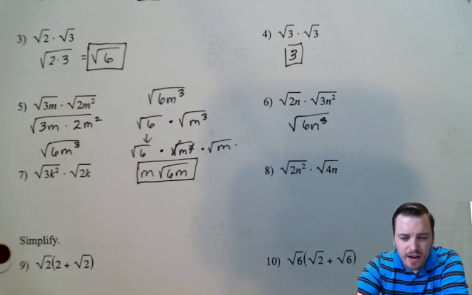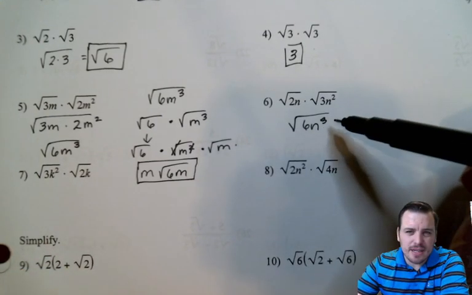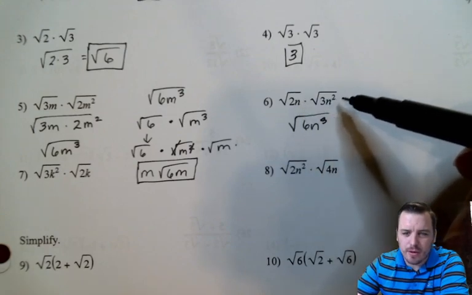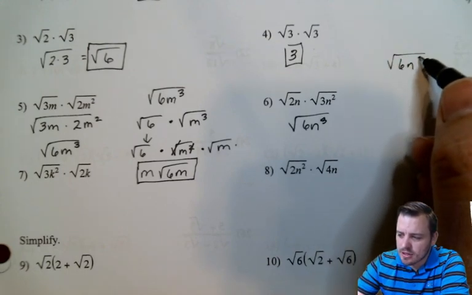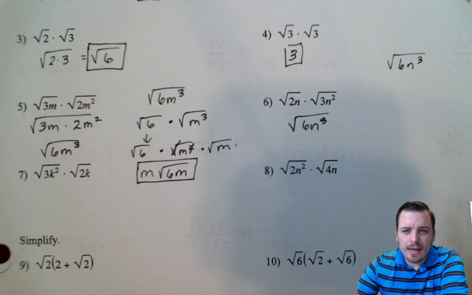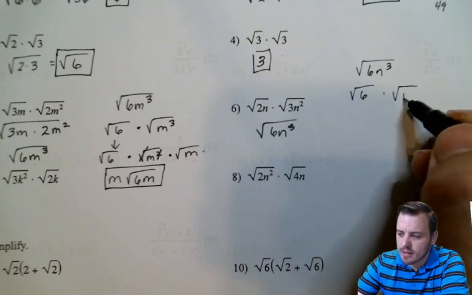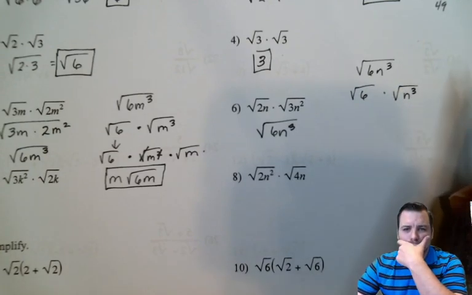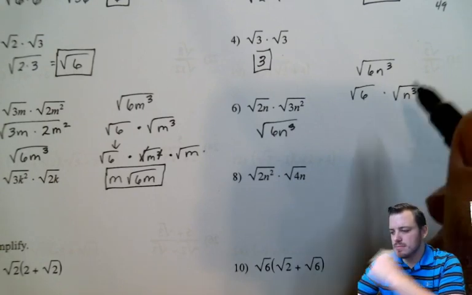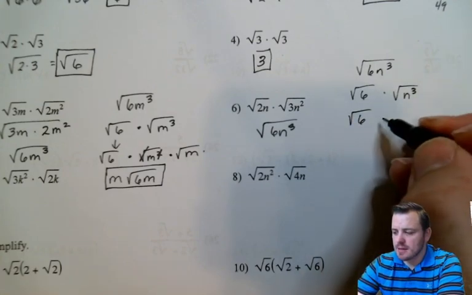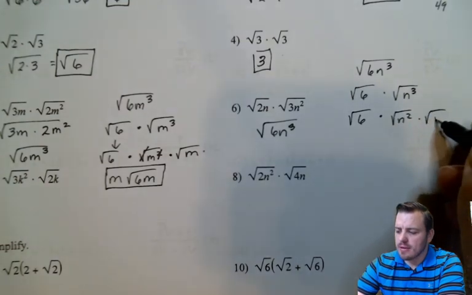So very similar to number 5. Let's work through that process again. I got 6n cubed by multiplying 2n and 3n squared. So I'm going to take this over here and say 6n cubed. Now I can break that down like this: radical 6 times radical n cubed. So radical 6 times, and then this can be broken down into radical n squared times radical n.